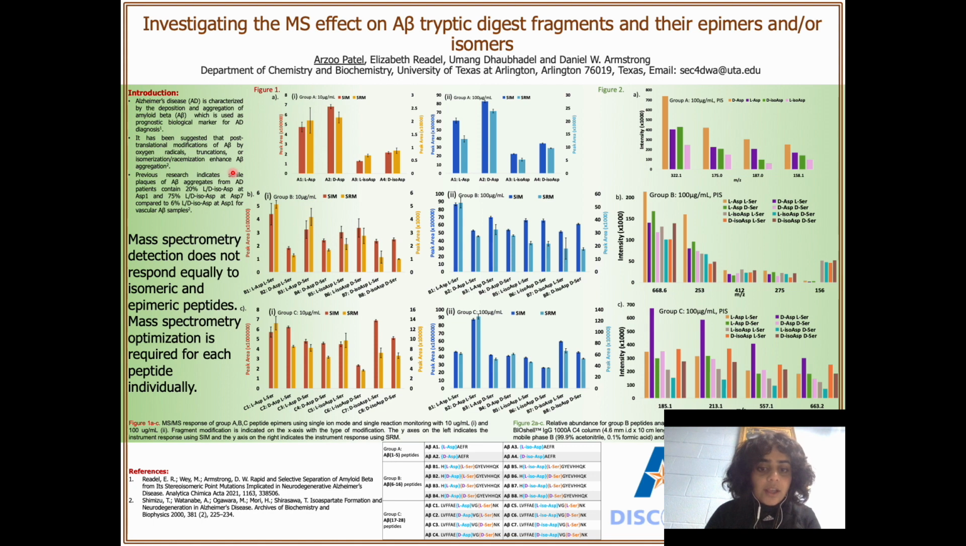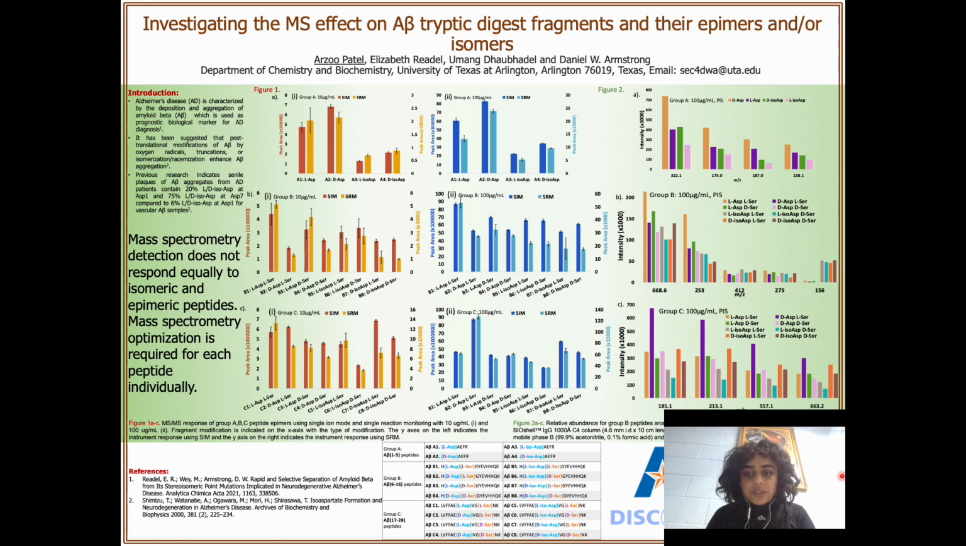Now, it is shown that different post-translational modifications such as radicals and isomerizations and racemization can enhance this aggregation. And previous studies have shown the existence of D-amino isoaspartic acid residues. The only issue is that these studies use acid hydrolysis for sample preparation, which can inherently introduce racemizations into the peptides themselves. While we were working on this project, what we noticed was a trend that D-aspartic acid residues have higher sensitivity compared to D-isoaspartic residues and L-isoaspartic residues.